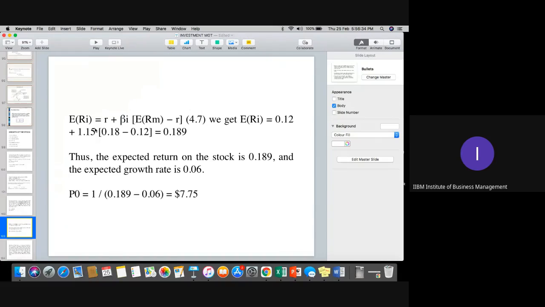You can see that ER, the formula is 0.12 plus 1.15 into 0.18 minus 0.12. You will get 18.9%. And growth should be 6%, given to you. So you will get for P0 calculation. The P0 would be $7.75.